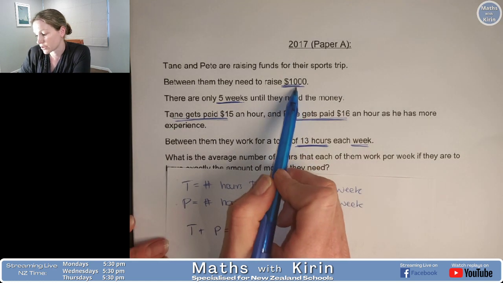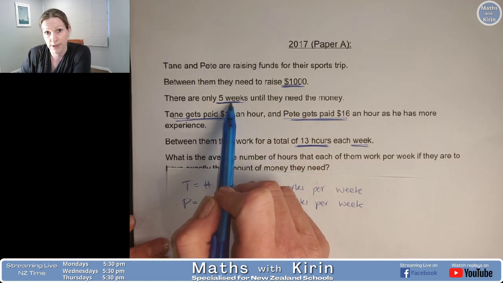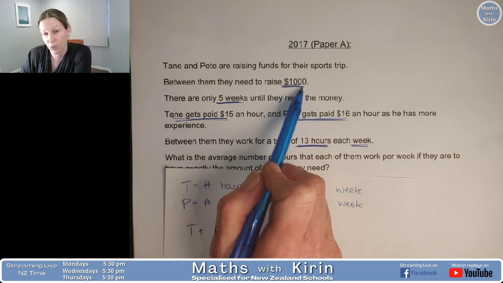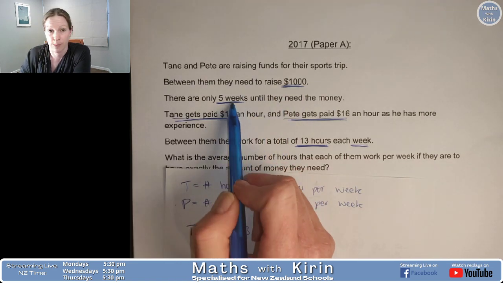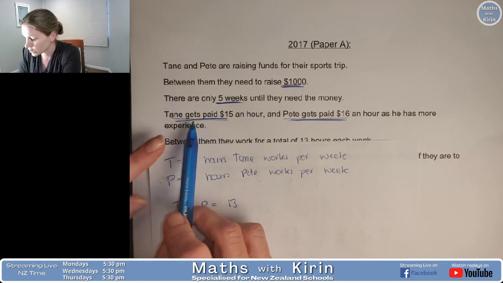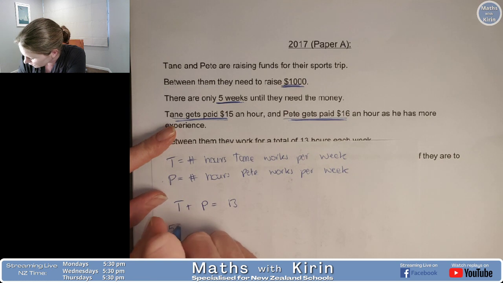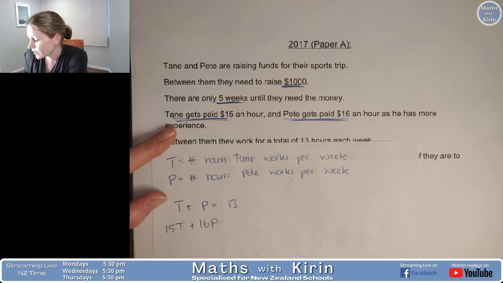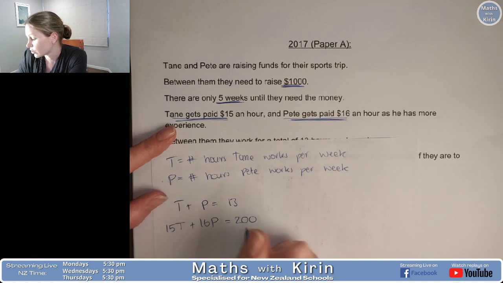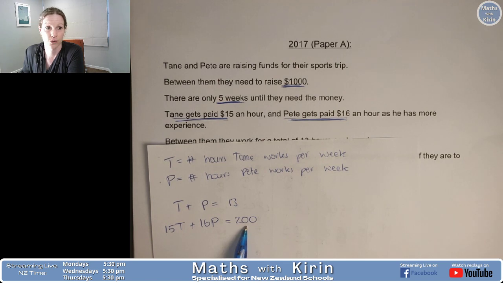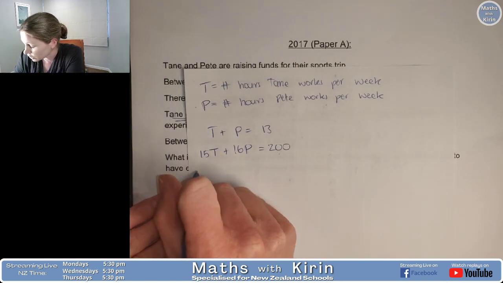They need to raise $1,000. They've got 5 weeks to do that. Okay, so per week they don't need $1,000. Per week they need $1,000 divided by 5, so $200. So when we're writing our second equation, Tane gets paid $15 an hour, Pete gets paid $16 an hour, and they need to get $200 per week. Okay, so that second equation is only equal to 200 because we're doing this per week. From here, we would solve.